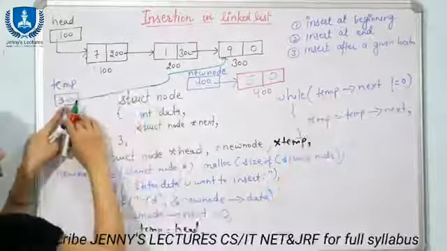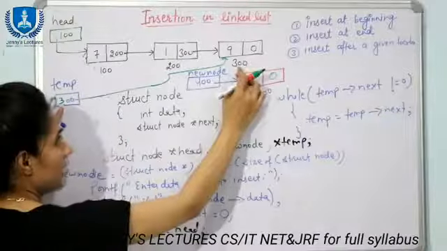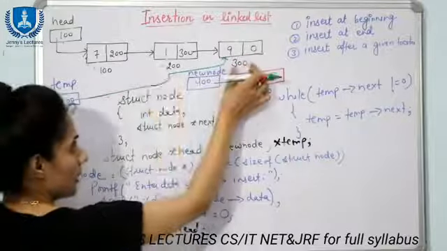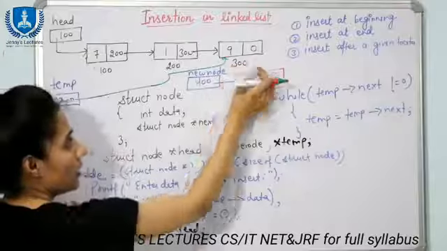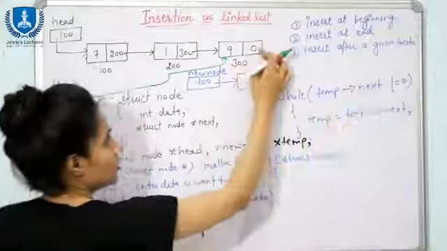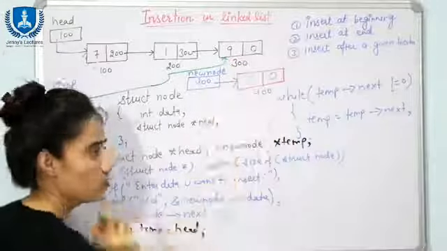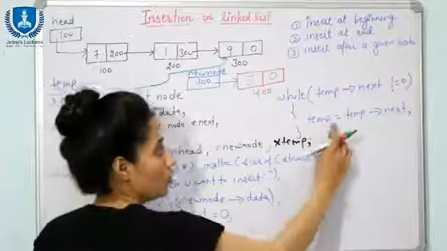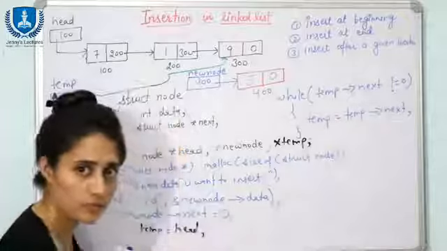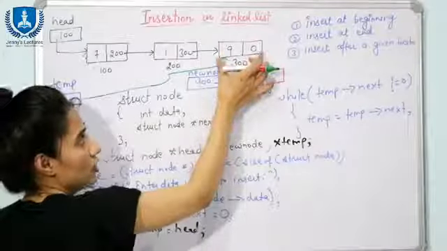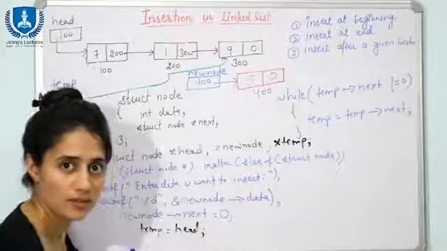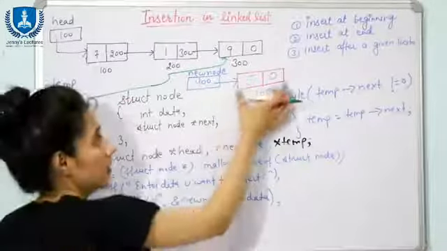Now temp is 300, and temp next means this value, because using temp we can access this node, and this arrow operator next means this part, this is now 0. So this condition is not true now. So now we are not going to move further. Now see, we have reached here. It means we have reached the end of the list. Fine. Now you can insert this node here.